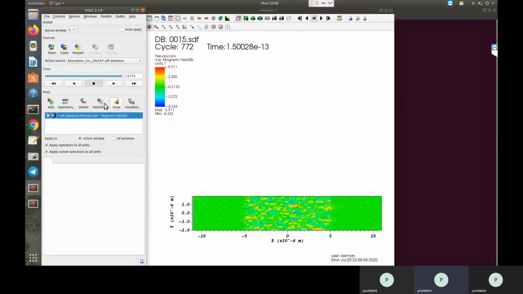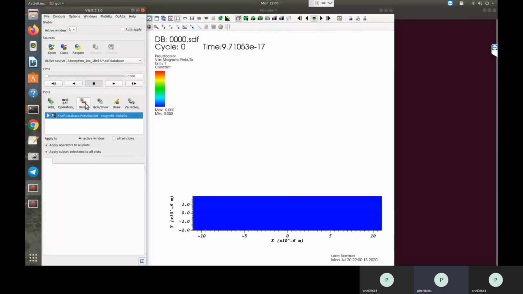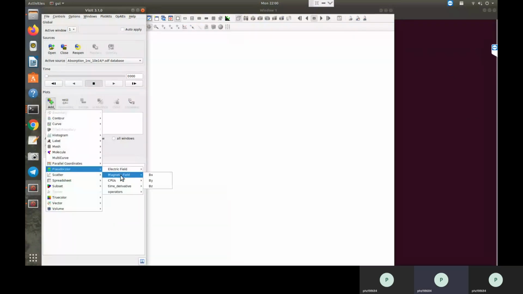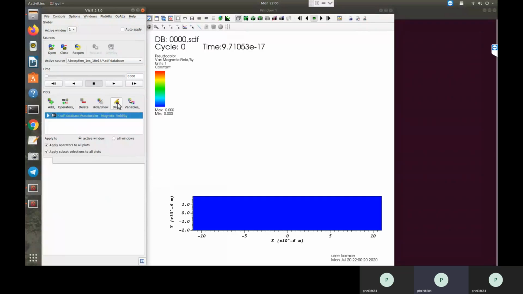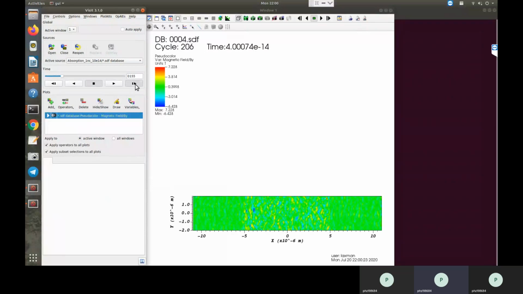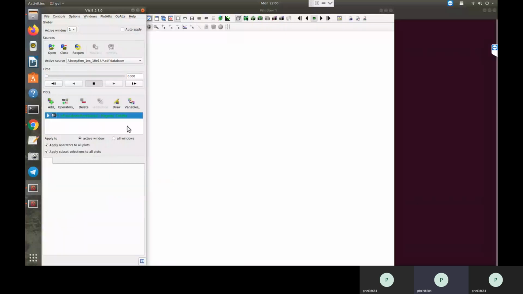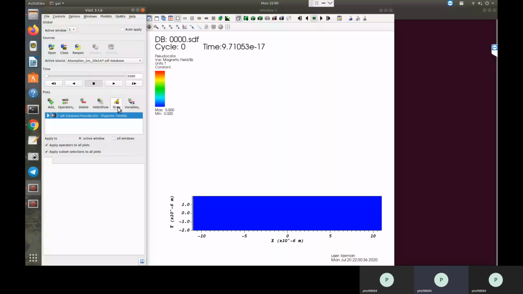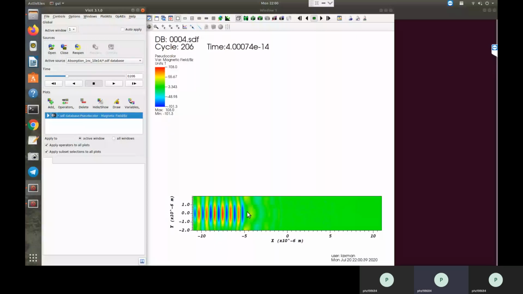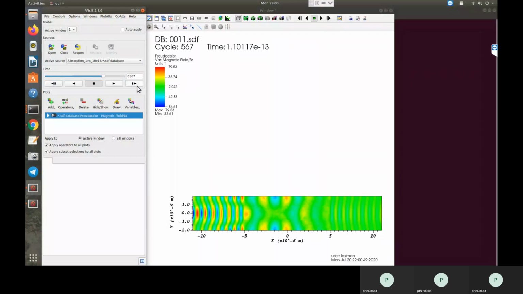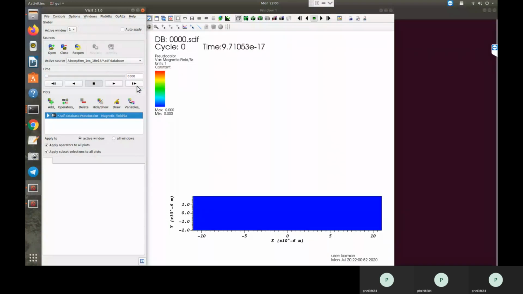it is the magnetic field component along x. Magnetic field component along y will be like this. Now the last plot, magnetic field component along z. It is reflecting at this vacuum plasma boundary.